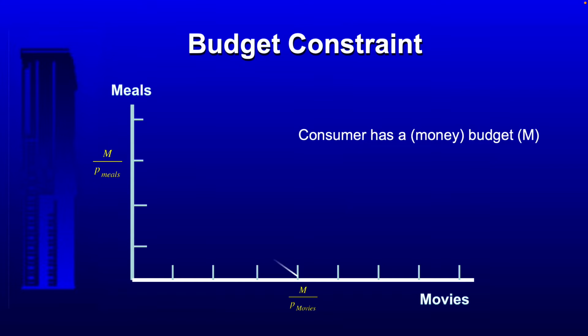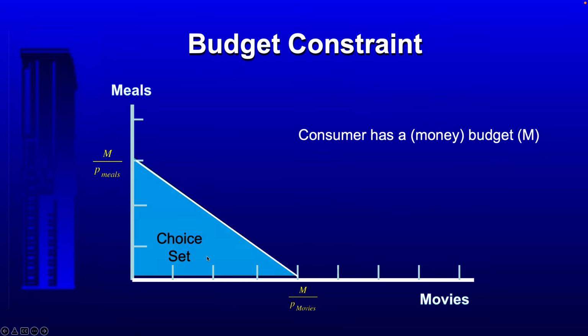Okay, a straight line between those two points is going to give us all the combinations of movies and meals which he could just afford with his budget M. Below the straight line, we have the consumer's choice set. And given his budget M, he could purchase any quantity of goods represented by a point in this light blue area here.